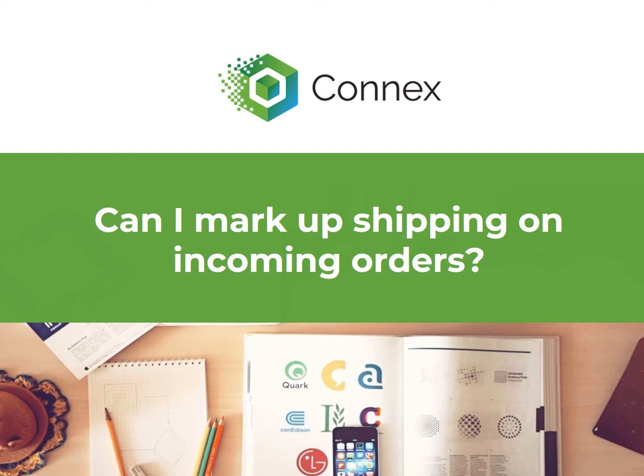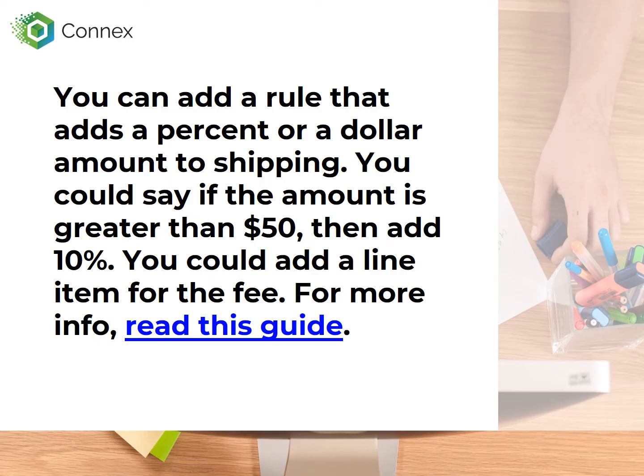So another common question that I get asked is about marking up the shipping on the sales. I highly recommend doing it, because you can easily add $1 to every order that you ship, and that could more than pay for Connex 2, 3, 4 times over. So you'll see there's a link on this slide, but you could say if the amount is greater than $50, then you could add 10% or add $1.50 shipping and handling using our rules engine.